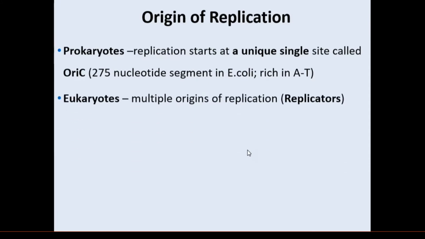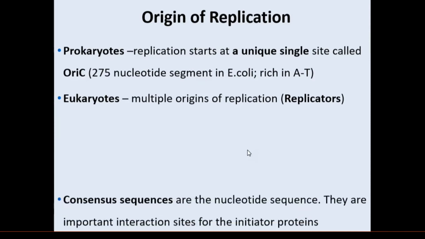In eukaryotes, there are multiple origins of replication, called replicators. In humans, if only one origin of replication occurred, then one chromosome would be replicated in 35 days, because you know that the eukaryotic chromosome is much larger than in prokaryotes.